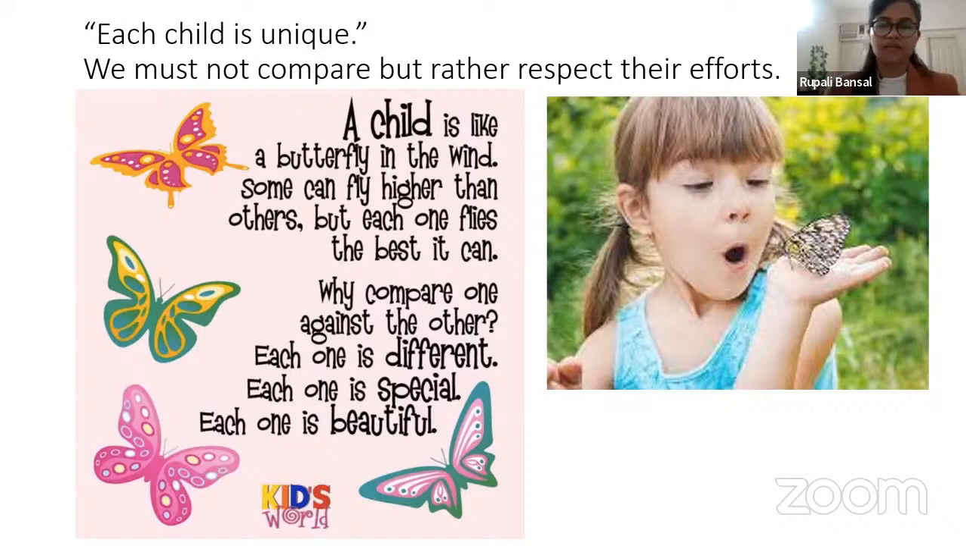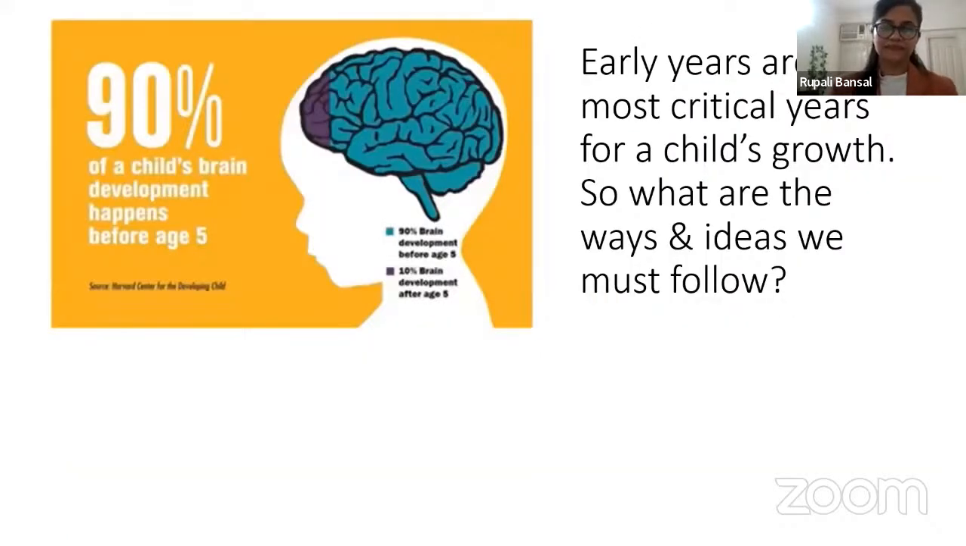It's written here, a child is like a butterfly in the wind. Some can fly higher than others, but each one flies the best it can. So we should not compare them, and rather we should appreciate them in their own manner, right? Now I'm sure you can get it much better because it's visual also. This is the beauty. We have multiple intelligences, and when I was speaking with words, some of you might not have been able to get the things in that manner, but now it's visual, so you can connect much better.